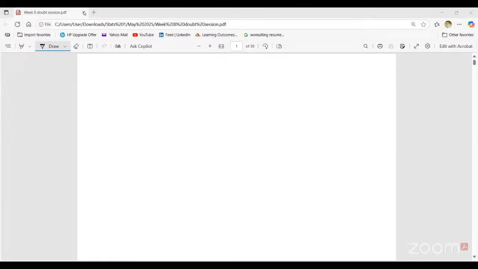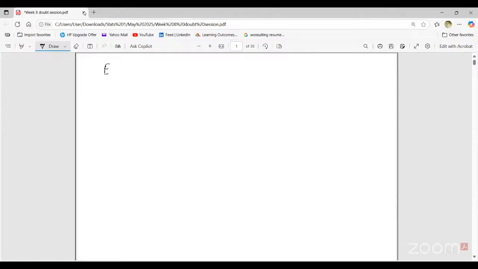Okay, so according to the question, in a badminton practice session, the probability that Dishu serves properly is 0.6. Let's suppose I am taking an event E, that they serve properly. I need to find out the probability of E, correct?